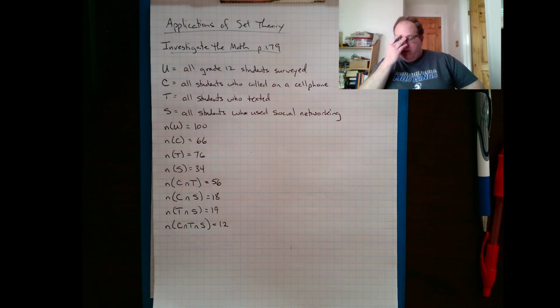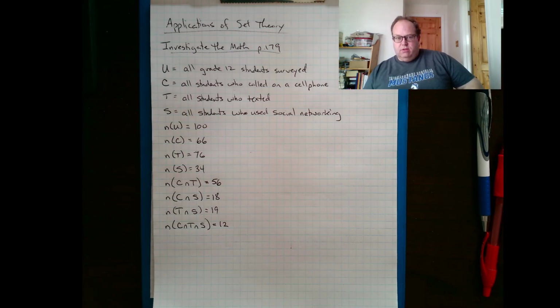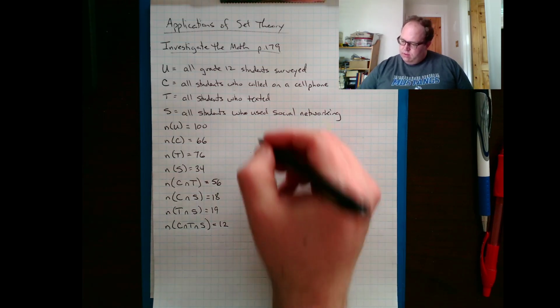There's two ways you can approach a problem like this. One is to draw out a Venn diagram and just sort of work through the diagram. Another is to use the diagram to set up some equations that you can use.